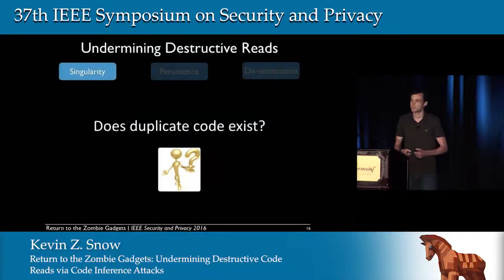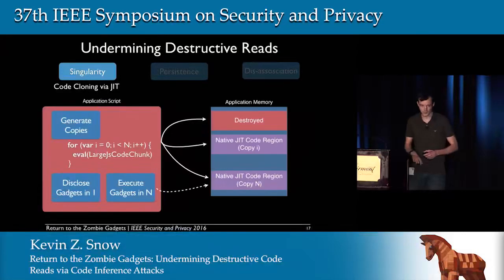So, jumping into some of these implicit assumptions that we found. The first one is a code singularity assumption. Basically, we were asking the question, does duplicate code exist in memory? Because if duplicate code does exist in memory, what we could do is disclose and destroy the first copy of code, and then just adjust all of our gadget offsets to point to the second copy of the code. Then we would essentially be executing this second set of gadgets with the information we learned from the originally destroyed gadgets. And we found that this is actually possible in practice.